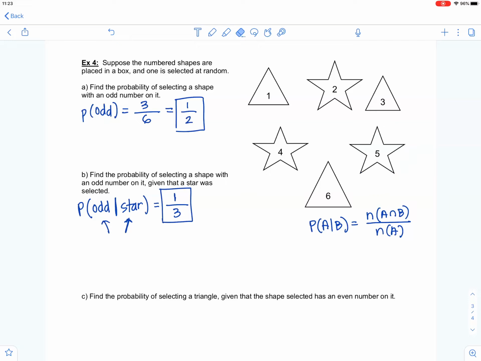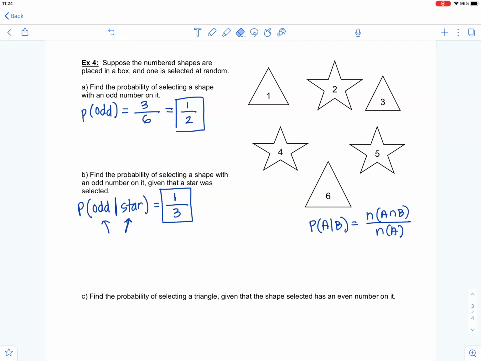Looking at it without the formula, the idea is if you're given that a star was selected, that means you know it's none of the other shapes. So notice, out of the stars that are there, only 1 has an odd number on it. So 1 out of 3 that way. So you don't necessarily have to think about it as being a formula if you understand what's being asked.